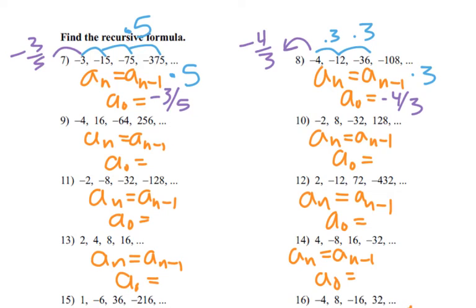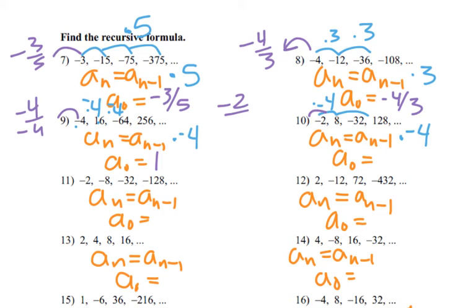Okay, then number 9, 4 to 16 to 64, we are times them by 4 each time. So, and it's negative to positive, so it's actually a negative 4. So times by negative 4, going backwards, negative 4 divided by negative 4 is going to have us start at 1. Okay, number 10, again, negative to positive, so I know that it's going to be a negative 4 that we're timesing by. Okay, then going backwards, negative 2 divided by negative 4 becomes a positive 1/2.